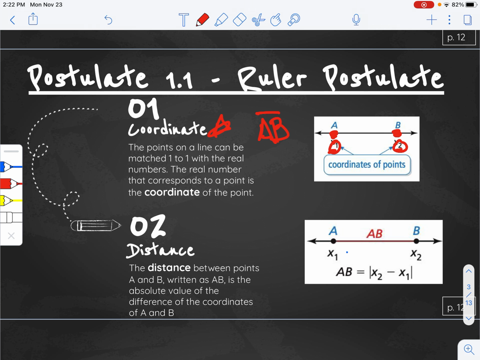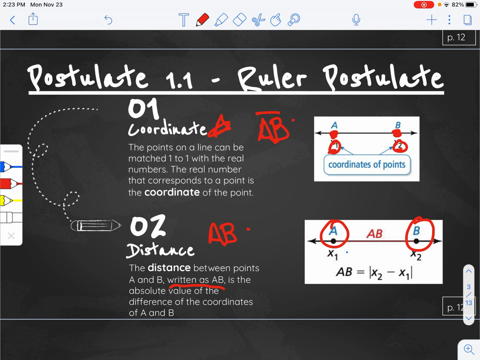Now, when it comes to distance, the symbol we use to talk about distance is a little bit different. The distance between points A and B, written as AB, is the absolute value of the difference of the coordinates of A and B. So first thing, when we talk about the distance between 2 points, A and B, we use capital A, capital B, but we do not put a line on it. We don't put a squiggly over it. We don't put dots all around it or whatever you might do. All we do is use capital A and B. So there's the difference between the symbols we use right there.